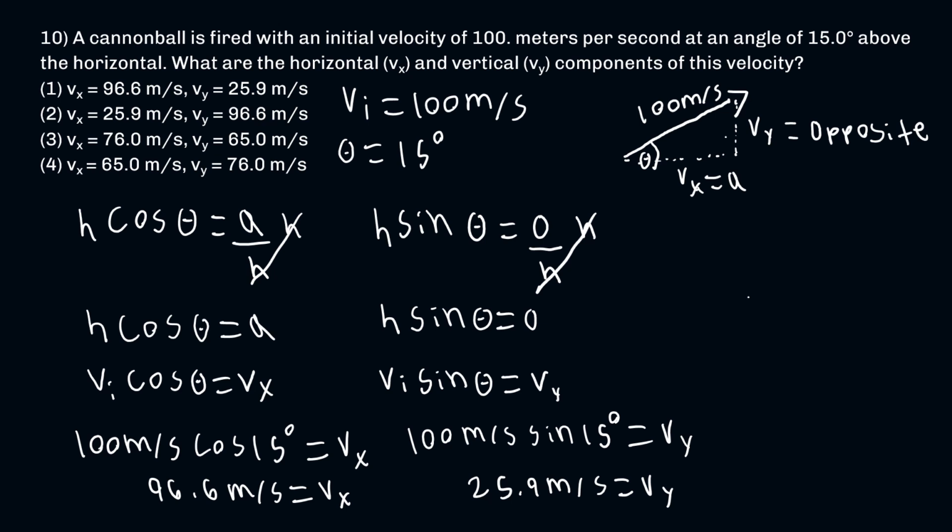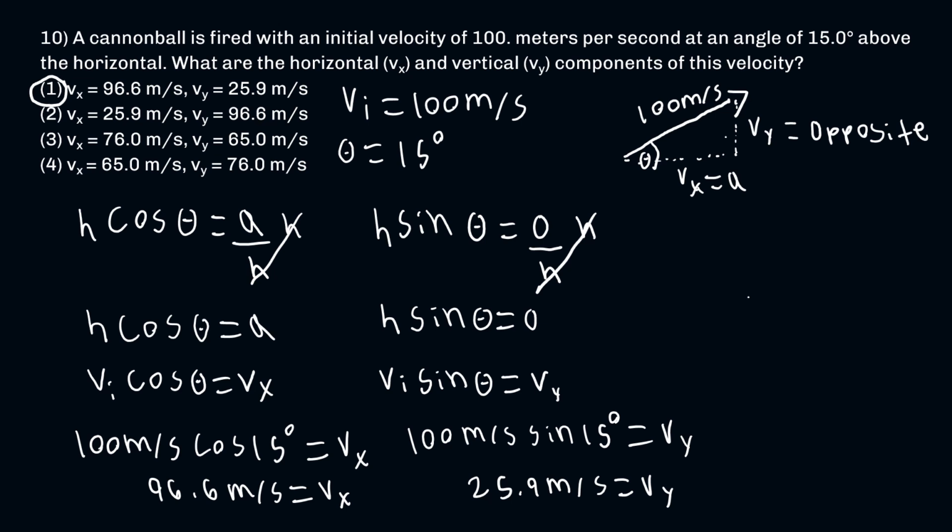So look for the answer that involves both of these. Answer choice 1 is going to be my answer. That shows that v subscript x is 96.6 meters per second and v subscript y is 25.9 meters per second. There are no other answer choices with v subscript x being the correct answer, so you can get rid of the rest right away. You don't even have to do v subscript y to get the answer here. Answer choice 1: 96.6 meters per second horizontal, 25.9 meters per second vertical.